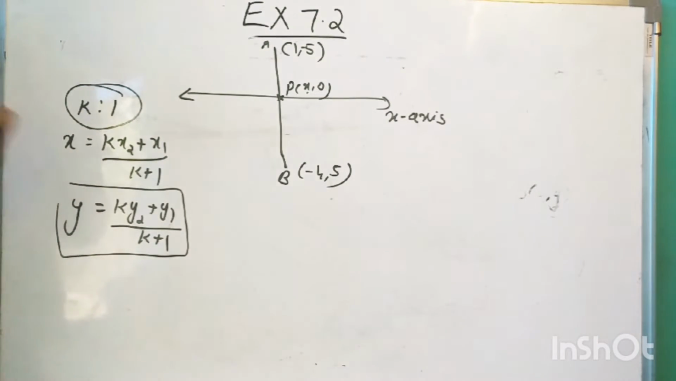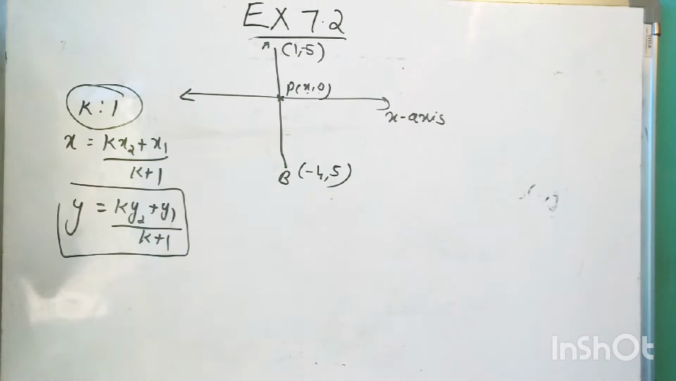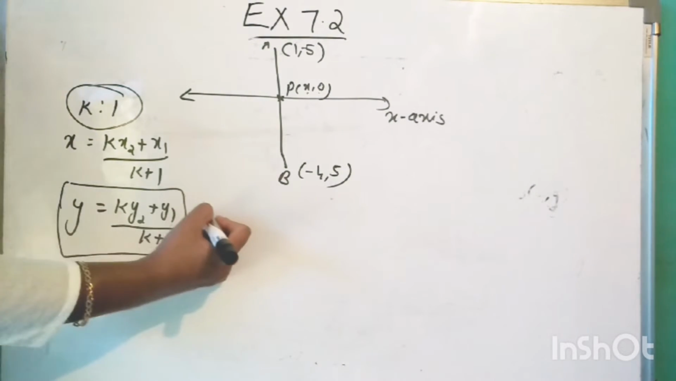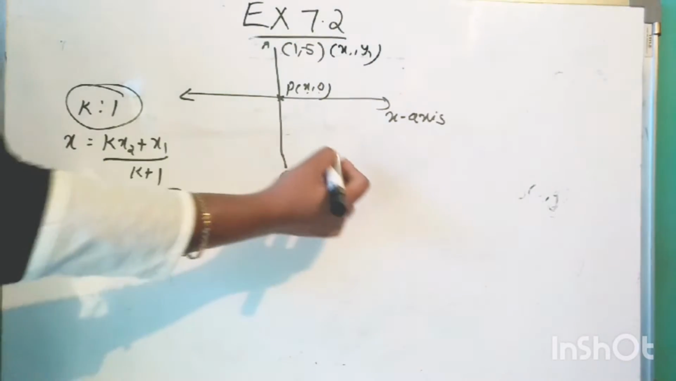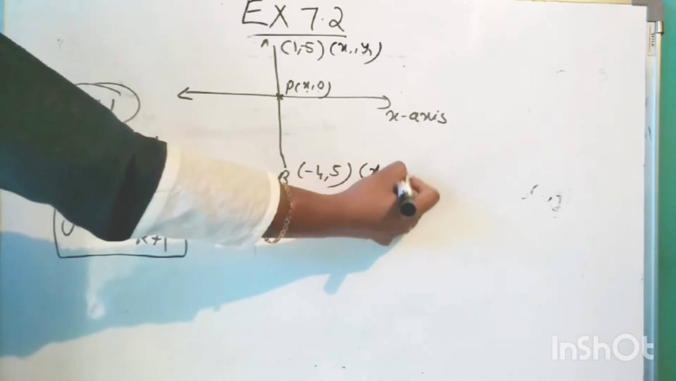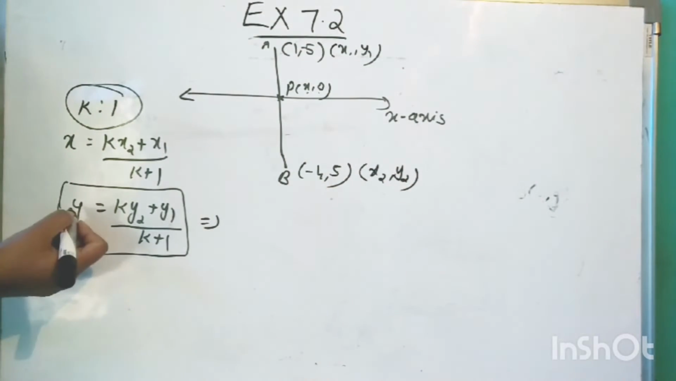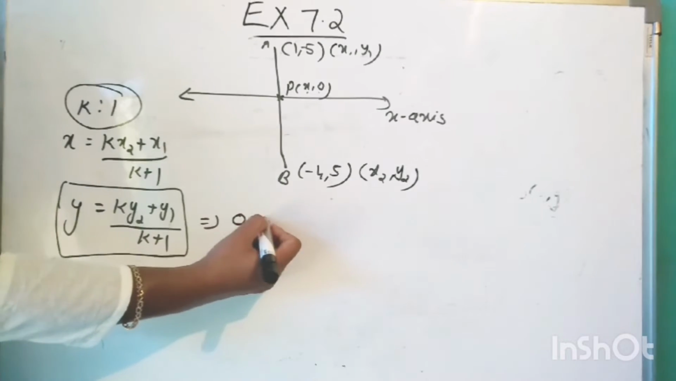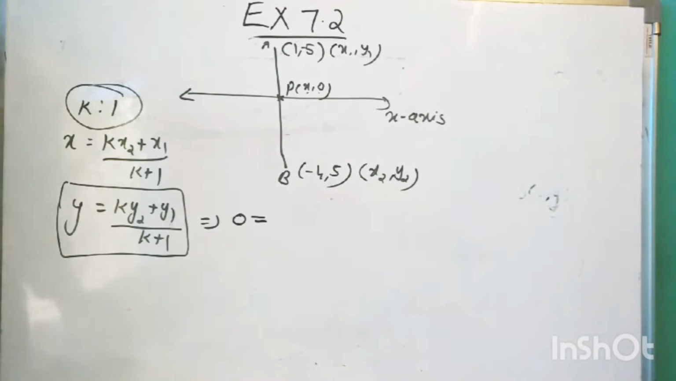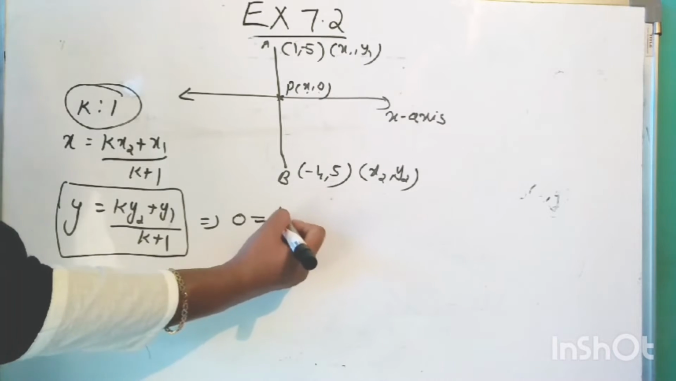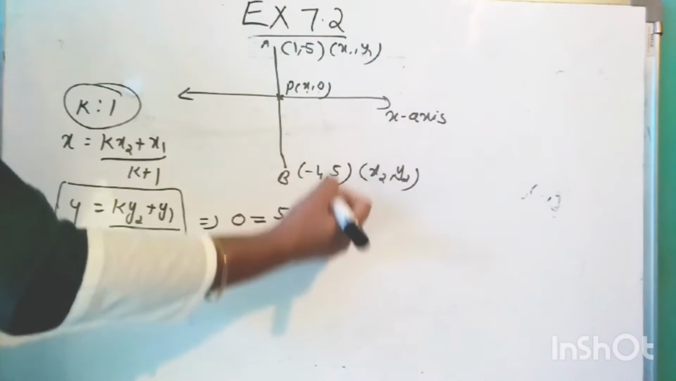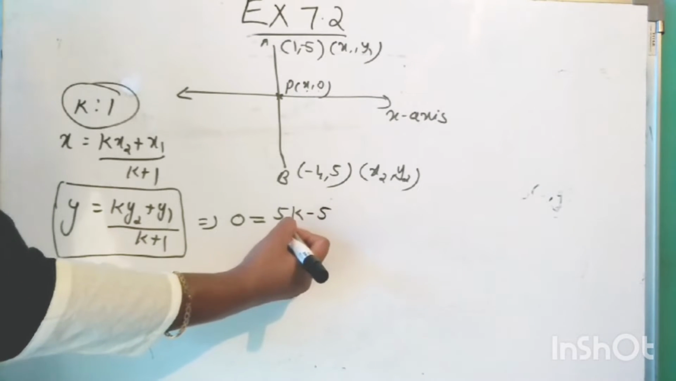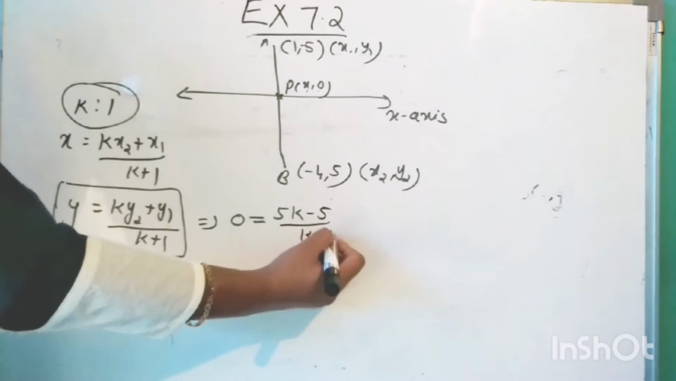So we don't know what is the value of x, but we know what is the value of y, that is 0 in this case. Okay, so I'm going to use the second one. So this implies, instead of this x1, y1, we have 1, -5. Instead of this x2, y2, we have -4, 5. So y is equal to, that is 0 is equal to ky2. What is our y2? 5. So 5k plus y1 is -5 divided by k plus 1.